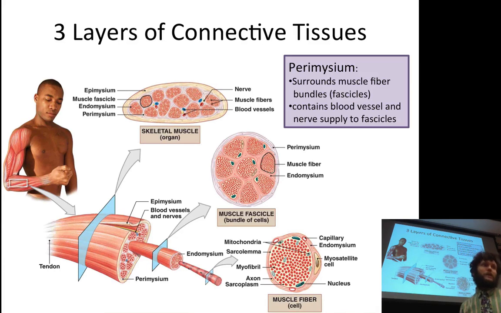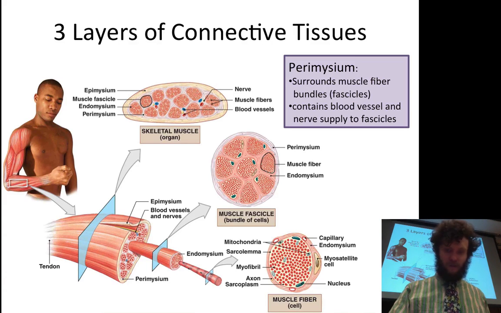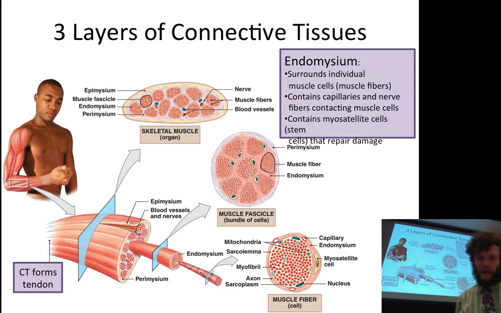And the perimysium's primary function is as a conduit for blood vessels, neurovascular bundles, blood vessels and nerves that are going to be traveling to the individual fascicles and innervating them and bringing them the nutrients and carrying away the metabolic wastes. And then within a single muscle fascicle, there are many muscle fibers. And these muscle fibers are individual cells.